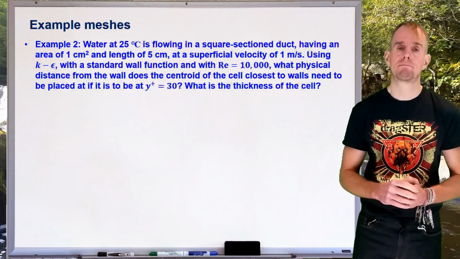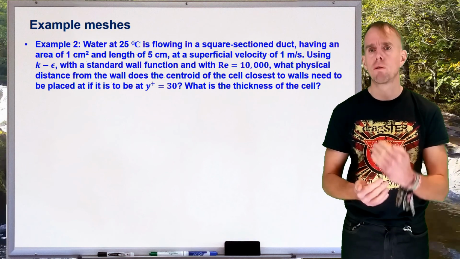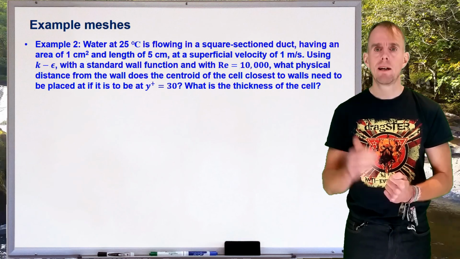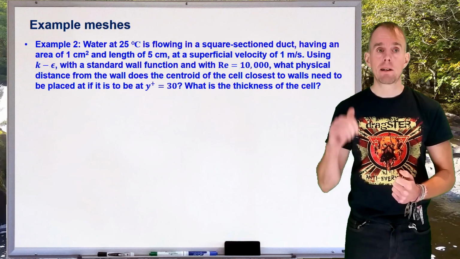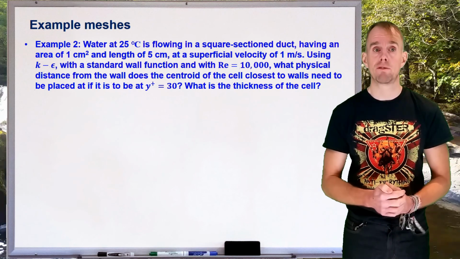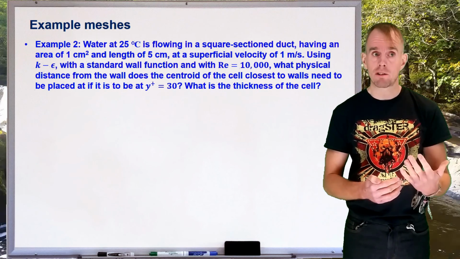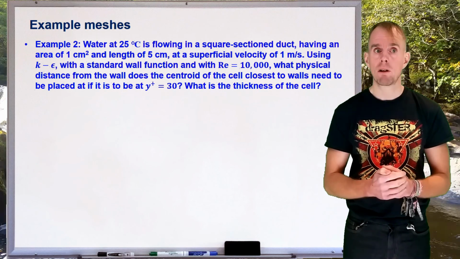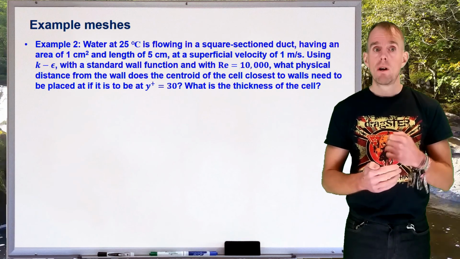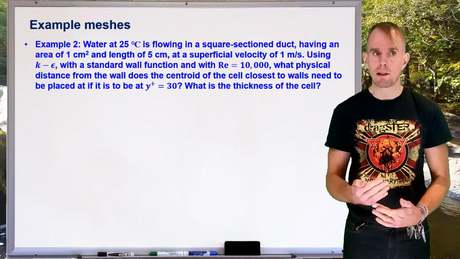So that's k omega. What happens if we're using k-epsilon? Remember, k-epsilon can't resolve all the way to the wall, and the mesh design guidelines are therefore different. Let's have a look at another example. Now, the flow physics in this example is the same. We've still got water at 25 degrees C, we've still got our square section duct having an area of a square centimetre and a length of 5 centimetres, and we have a superficial velocity of a metre per second still. So we're going to use the k-epsilon model now at the same Reynolds number as before, 10,000.